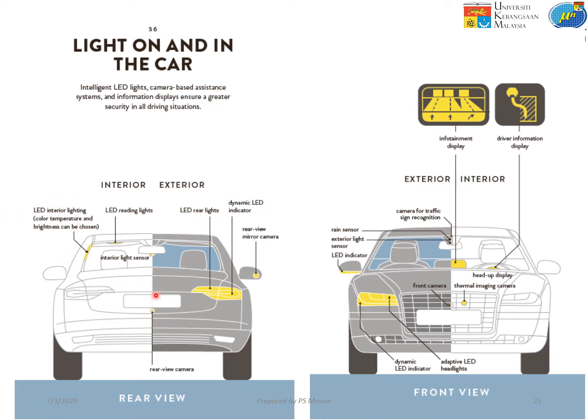In the exterior or the interior, you have a rain sensor, light sensor, and camera for traffic sign recognition. You have a front camera, thermal imaging camera, dynamic LED indicator, and adaptive LED headlight. So LED is used a lot in cars. You also have an infotainment display and driver information display. All this is using a combination of LED lights and also detectors.